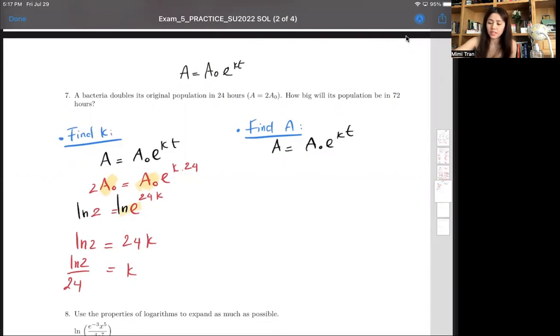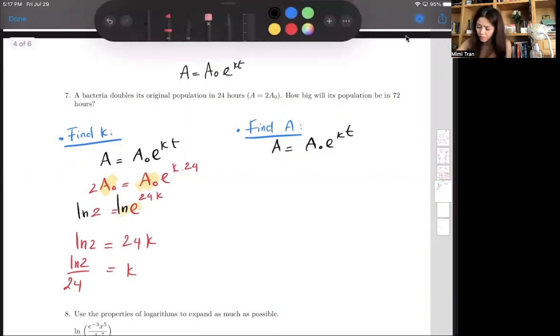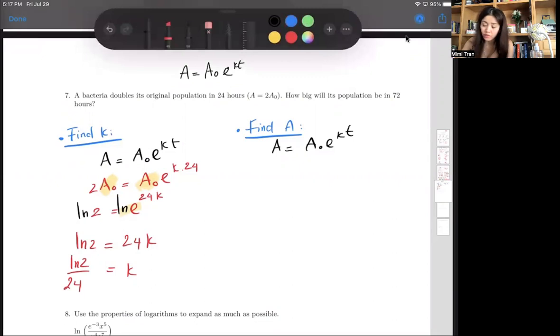How many times bigger is the current population than the original population? So let's go ahead and solve for this. Whatever you have, just throw it in there. A equals A naught, we don't know A naught. Sometimes they give you the specific number, sometimes they don't, but that's okay. k is ln 2 over 24, and please do not cancel the 24 and the 2. They're not meant to be. And t this time is going to be 72 hours.